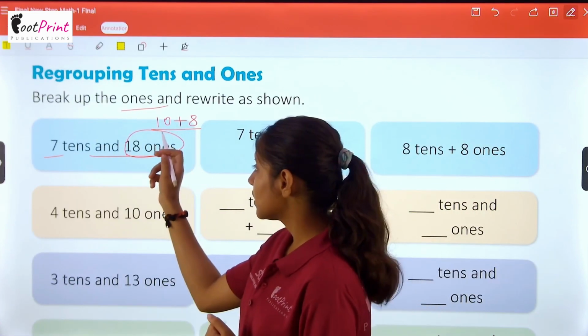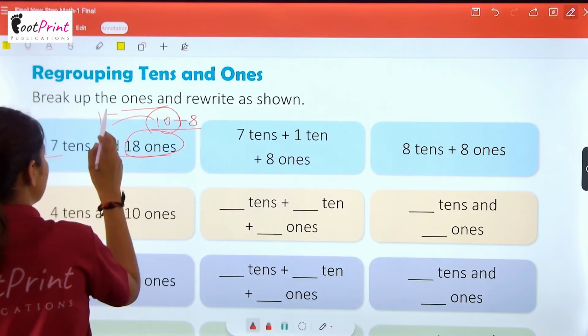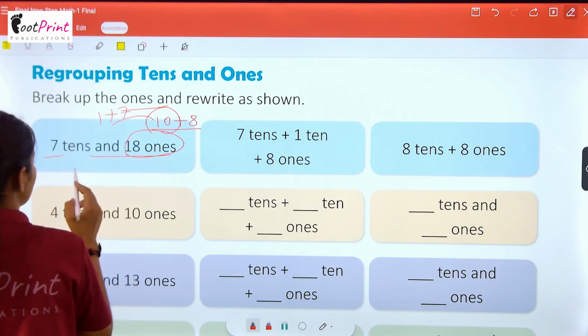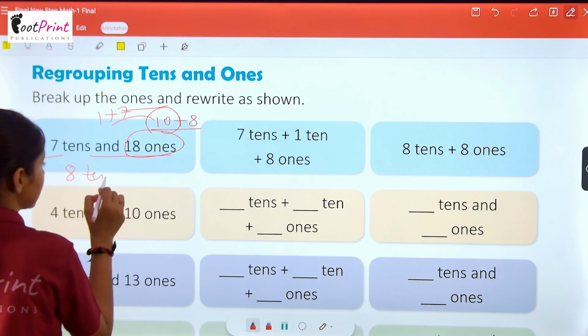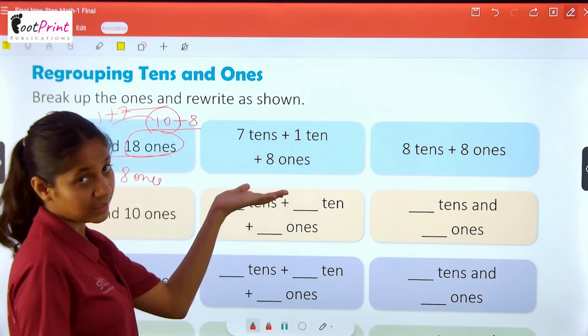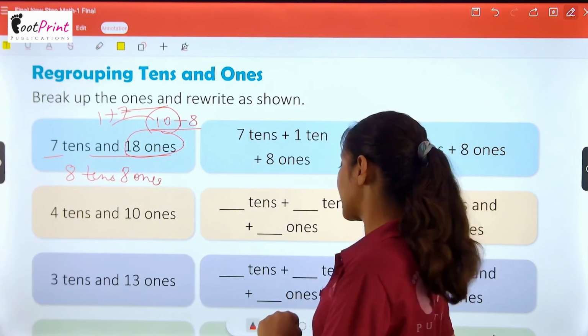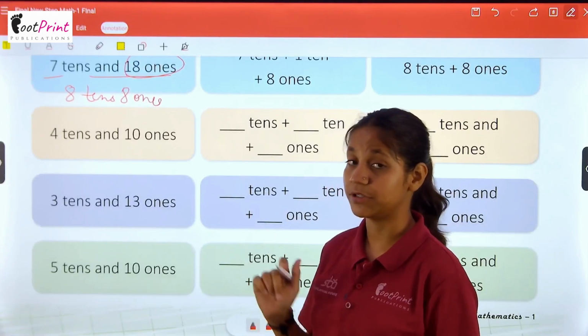Now this 10 ones is again 1 ten. And then we can add this 1 ten to this 7. So it will be 8 tens and 8 ones. Like here it is done. 8 tens and 8 ones. Similarly, you have to do these questions by yourself.